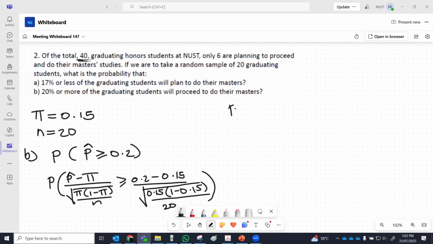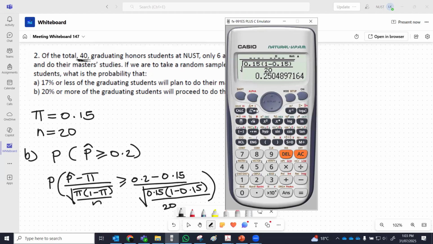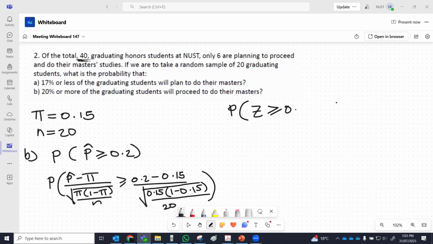So we have the probability. This is our Z, and this is greater than or equal to. This one we do on our calculators. So everything else is the same. I just need to change our first value here, and it is 0.2. So this is 0.63 when we round it off to 2 decimal places, 0.63.